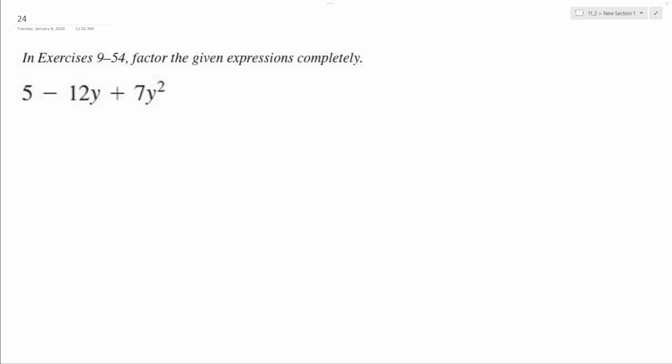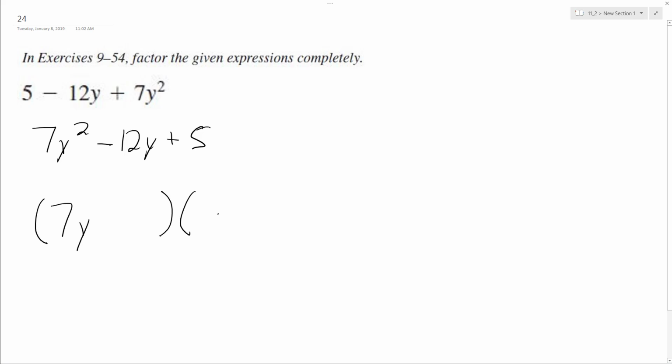Let's factor the following problem. So we can factor it this way, but for me at least, it's easier to see it factored as 7y squared minus 12y plus 5, in descending order with degrees for each variable. So anyway, we can break this up into 7y, because 7's prime, and then y.